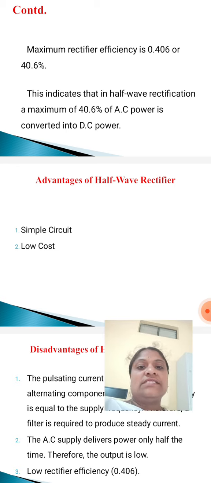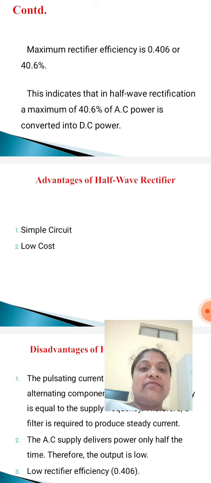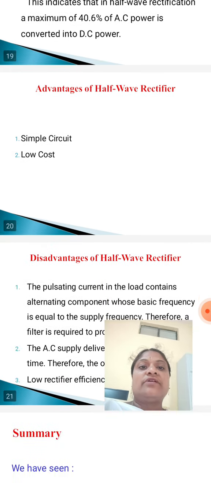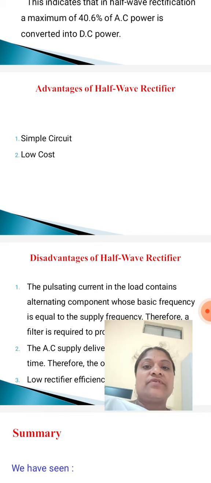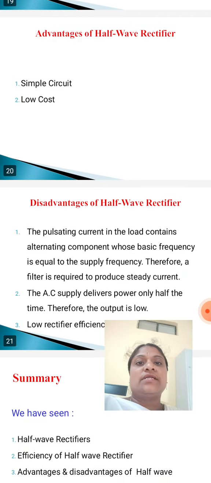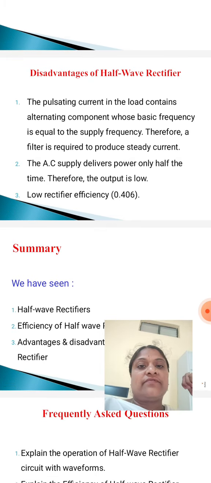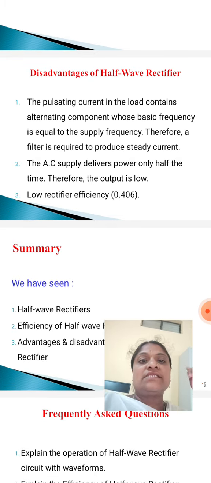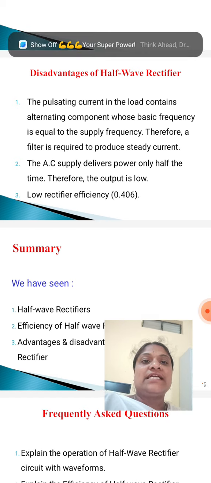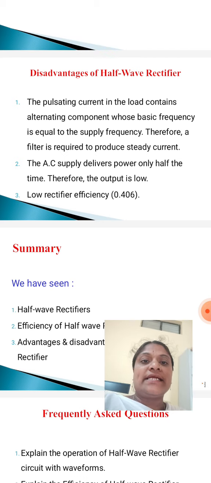Next, the third topic is advantages and disadvantages of half wave rectifier. So what about advantages of half wave rectifier? The circuit is simple, so that's why the cost is also low. These two are the advantages of half wave rectifier. What about disadvantages? The pulsating current in the load contains an alternating component whose basic frequency is equal to the supply frequency. Therefore, a filter is required to produce steady current.